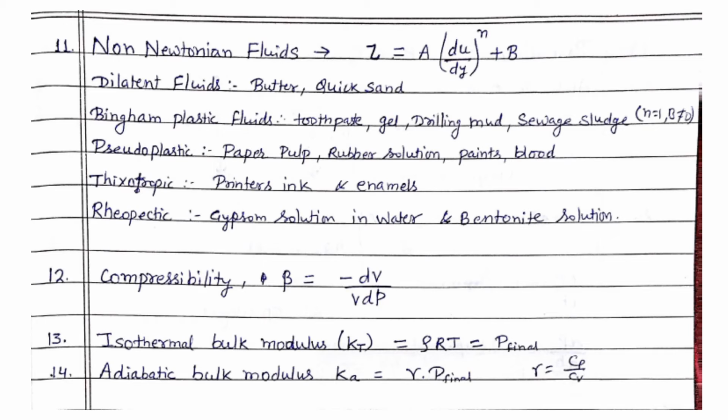Compressibility can be defined as the ratio of volumetric strain to the increase in pressure. With the increase in pressure, the volume decreases and the volumetric strain is produced. So the minus sign indicates that with the increase in pressure, volume decreases. The compressibility can also be defined as the reciprocal of the bulk modulus of elasticity. So for gases, this isothermal bulk modulus is Kt, that is rho into RT, and the adiabatic bulk modulus is gamma into P, and gamma is equal to Cp upon Cv.